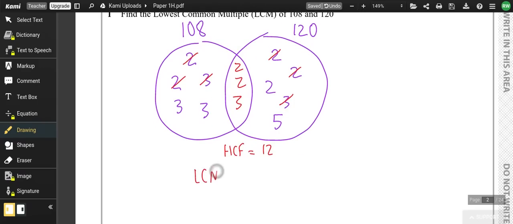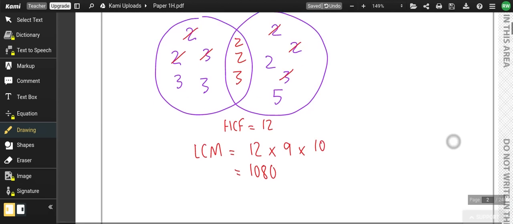And the LCM will be the HCF times whatever's left over. So we've got a 3 and a 3 there. So that's times 9, and then times by a 2 and a 5, times 10. So 12 nines are 108, times 10 is 1080.